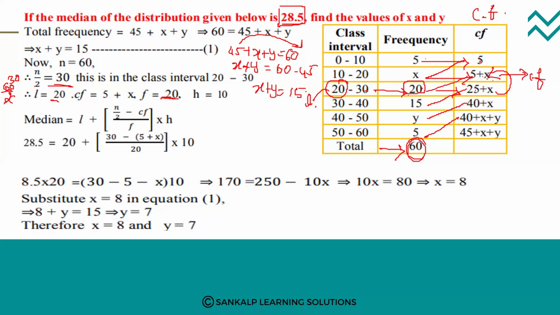Okay. H is the class size. So class size is upper limit minus lower limit. 20 minus 10 is 10. 30 minus 20 is 10. And 40 minus 30 is also 10. So H value is 10 here. Now, substitute all these values in the formula. The formula is median is equal to L plus (N by 2 minus CF) divided by F, into H. L value is 20 plus N by 2; N by 2 is 30 here. See here, 30 minus CF value, which is 5 plus X, divided by F value, which is 20, into H value, which is 10. And the median they have given, that is 28.5.